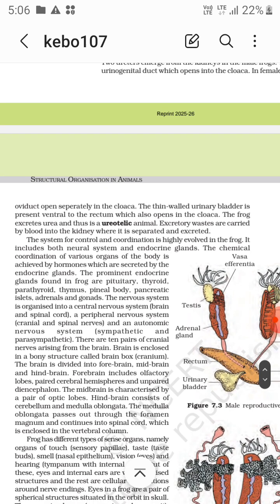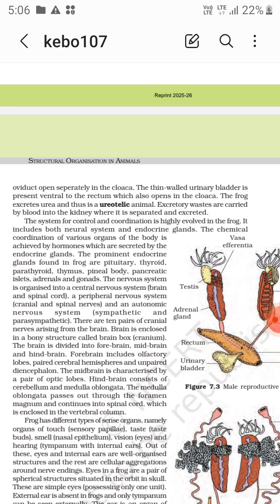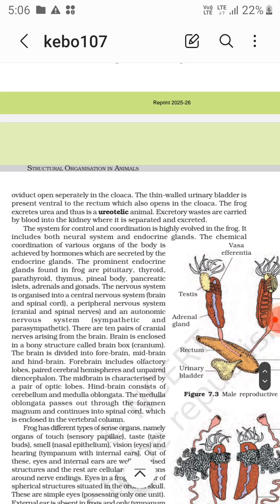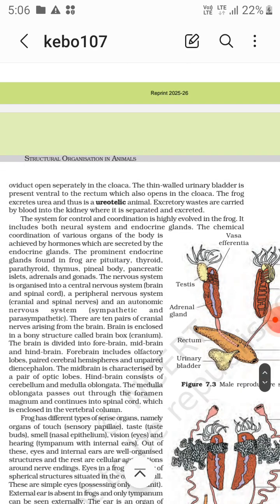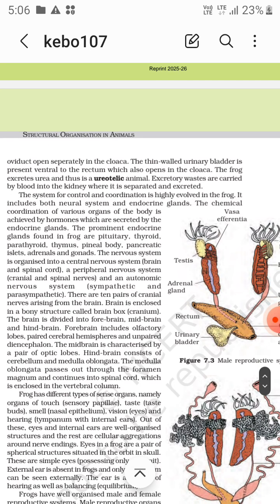The thin-walled urinary bladder is present ventral to the rectum, which also opens into the cloaca. So the urinary bladder opens into the cloaca, the urinogenital duct also opens into the cloaca, and the alimentary canal is also opening into the cloaca. The frog excretes urea and thus it is called a ureotelic animal, not uricotelic. Excretory waste is carried by blood into the kidney, where it is separated and excreted.